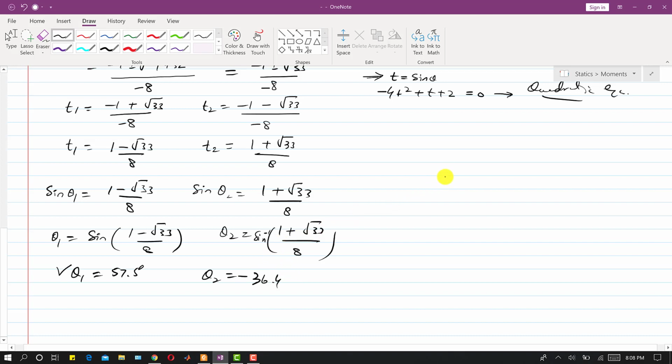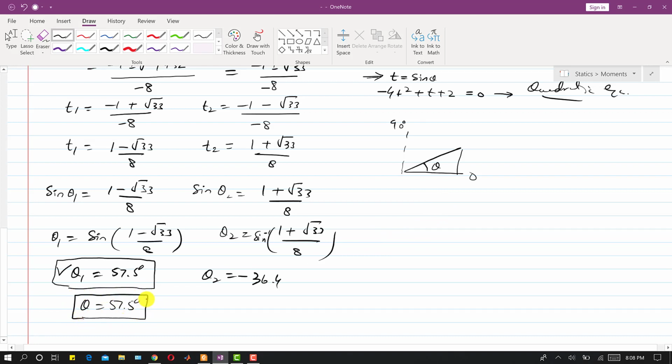As we have seen using the triangle, if I draw the triangle again, this was θ. As we can see, this θ is between 0 and 90 degrees, so this θ can't be negative. So this is the solution for this problem. When θ is equal to 57.5, the moment of that vertical force will be maximum on this cam mechanism. So this is the θ for which the moment will be maximum, and this is the solution of this problem.